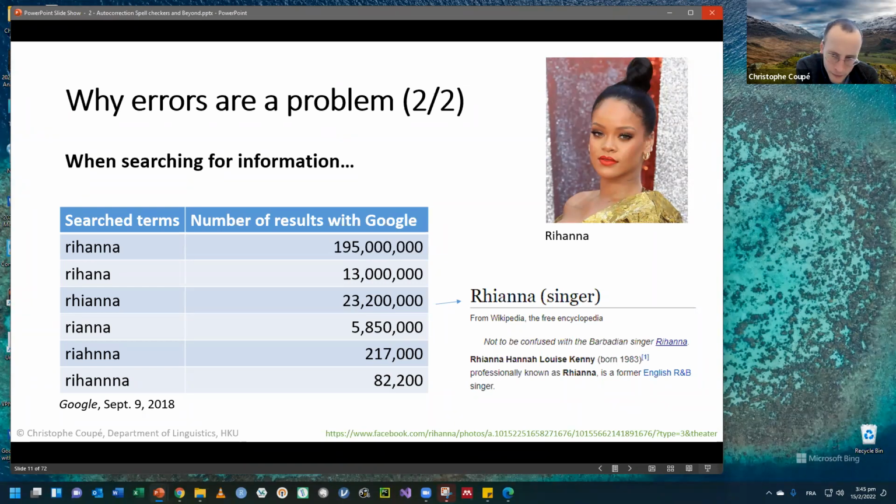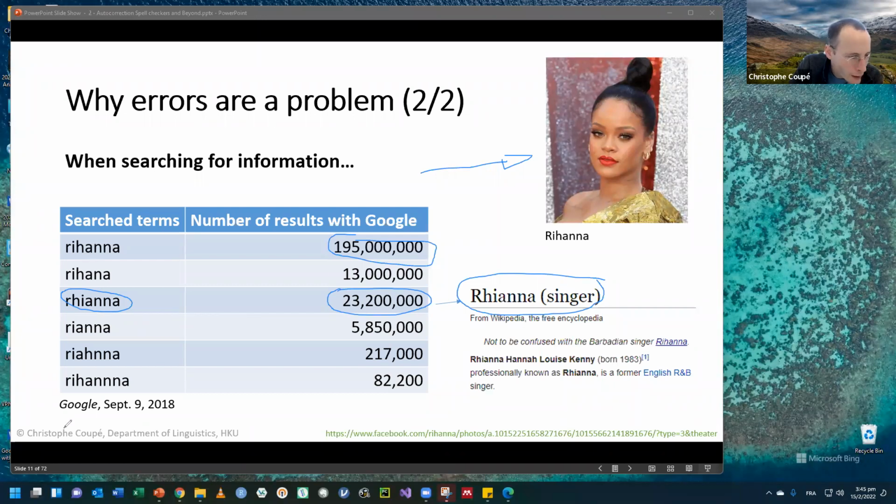And actually, if you write her name wrongly, if you write Rihanna like RHIANNA, if you write like this, you will actually get 23 million pages returned by Google. And the first one will take you to someone named Rihanna. And she's a singer, but actually it's not the singer that is the most famous today. This singer has nearly 200 million results on Google. It's another singer. And then the confusion has appeared.